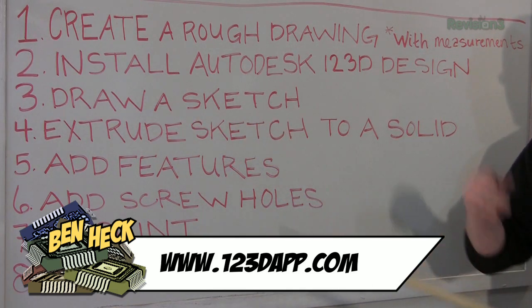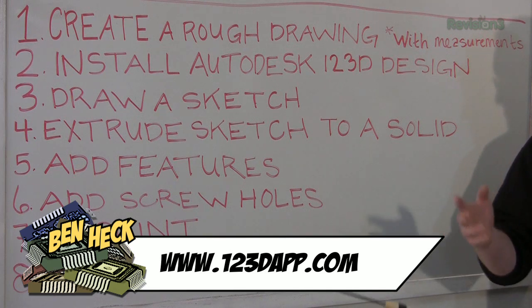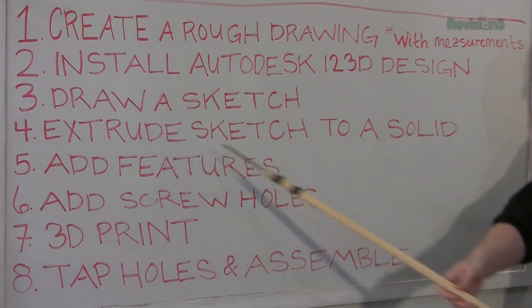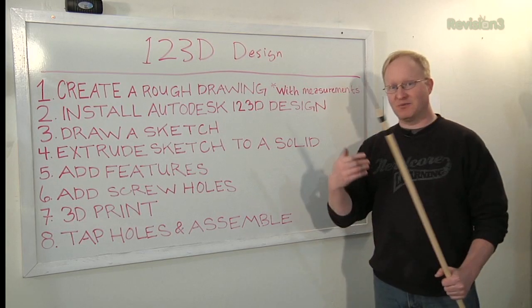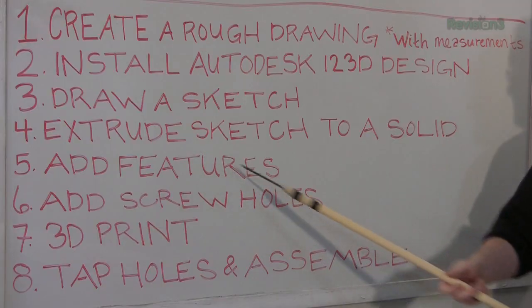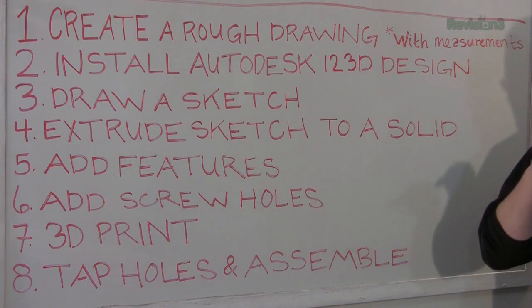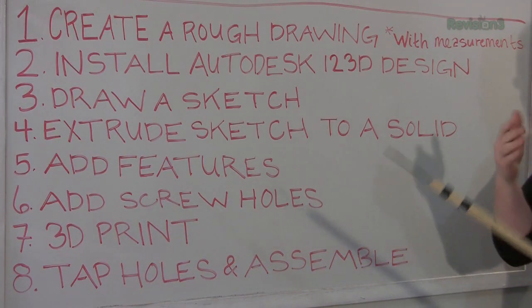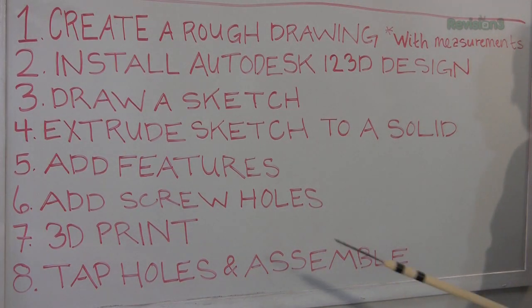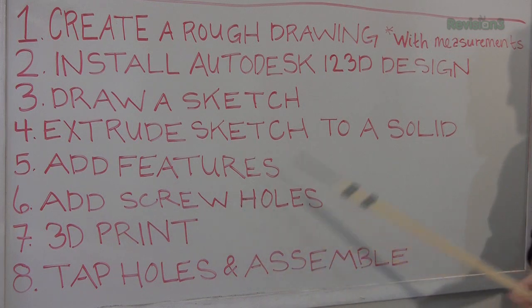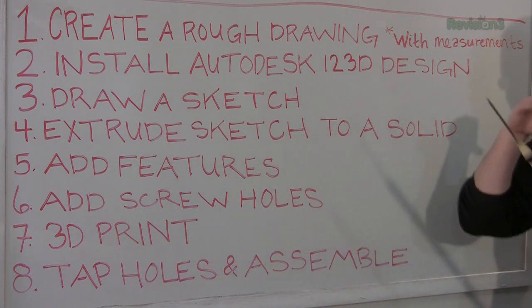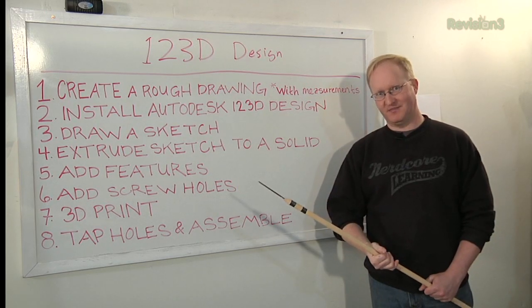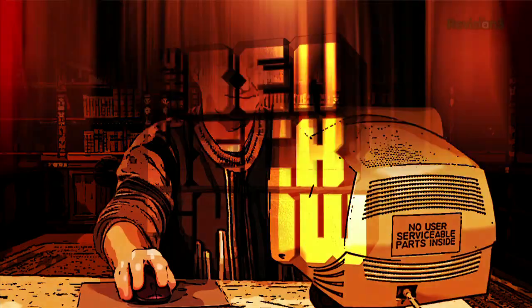We draw a sketch. A sketch is a two-dimensional version of what we're going to make in the program. From that sketch, we extrude it into a solid, and that's what will actually be 3D printed. We add features such as slots for the cards and holes for the headphone jacks and whatnot. We add screw holes so we can print it in two halves and bolt them together. And we 3D print the two halves, and finally tap the holes so we can put screws through and assemble it. Let's go to the computer and get started.